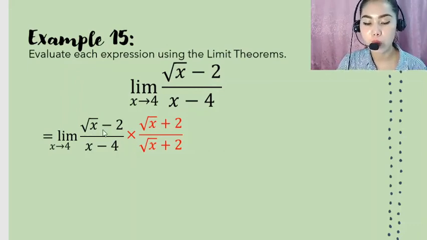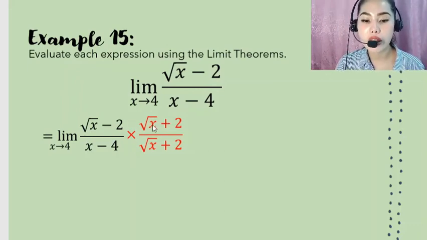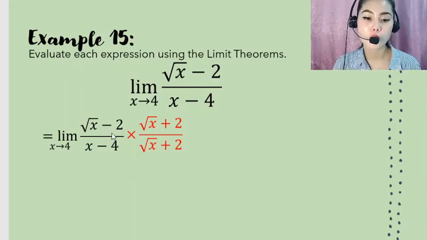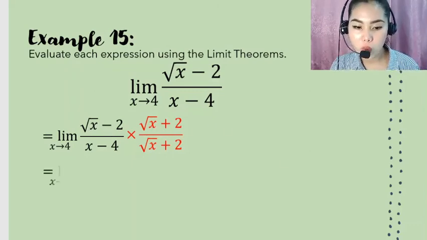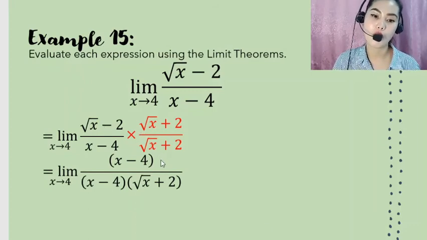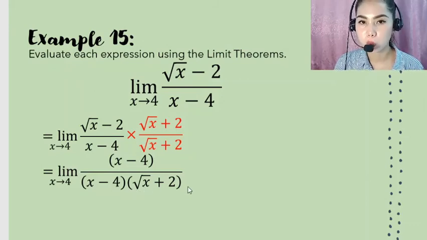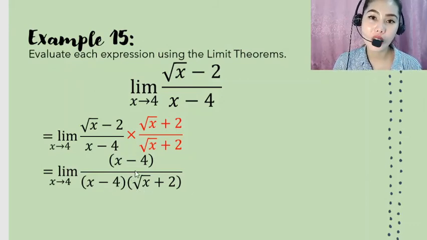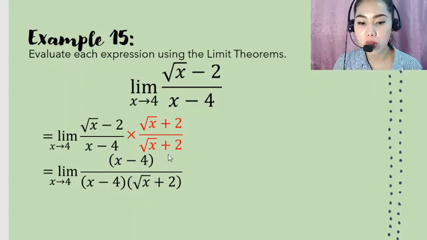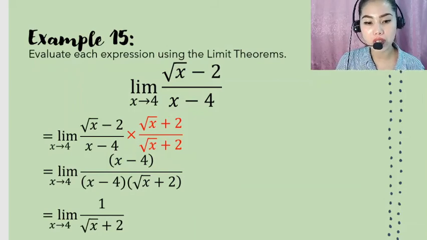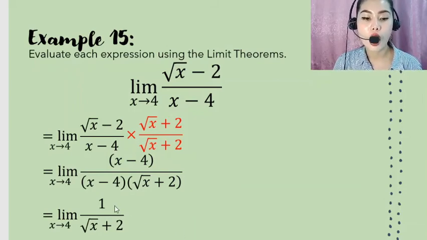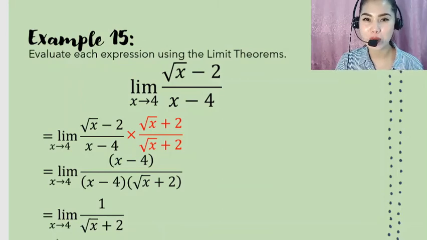Now remember that we have binomials, right? So sum and difference of squares. Square root of x minus 2 times square root of x plus 2 is now equivalent to x minus 4, all over x minus 4 times the quantity square root of x plus 2. Now this time, we can cancel x minus 4 from the numerator and x minus 4 from the denominator. In that case, you will have the limit of the function 1 over square root of x plus 2 as x approaches 4.